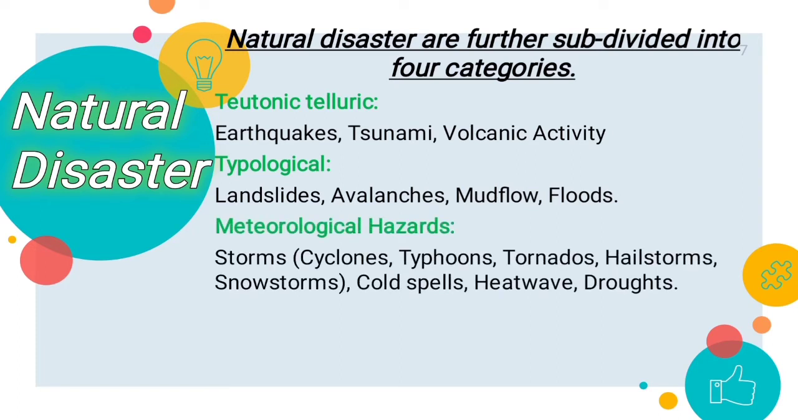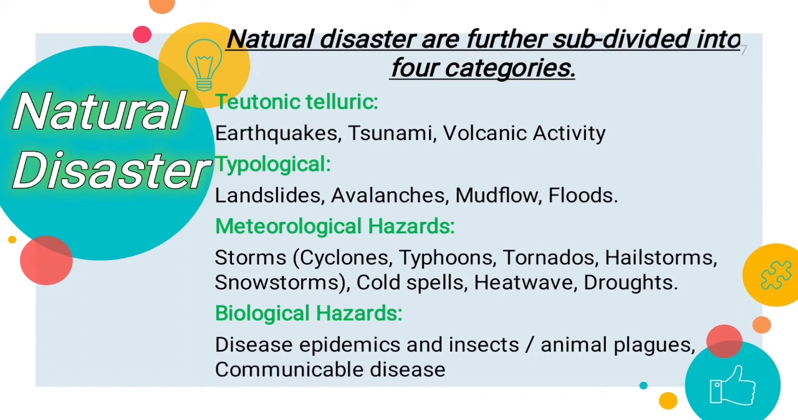Third category is meteorological hazard. It means extreme change in the weather. It includes different kinds of storms like cyclones, typhoons, tornadoes, hailstorms, snowstorms and cold spells, heat waves and droughts. There is little difference between cyclones, typhoons and tornadoes.